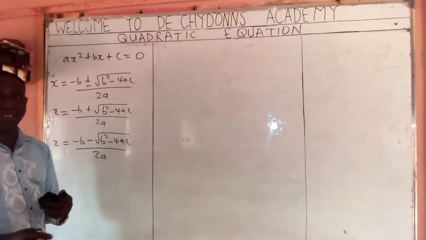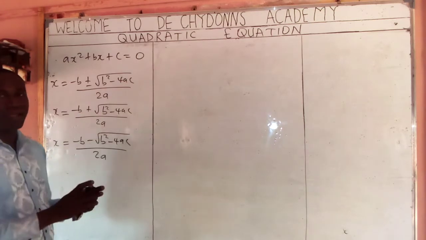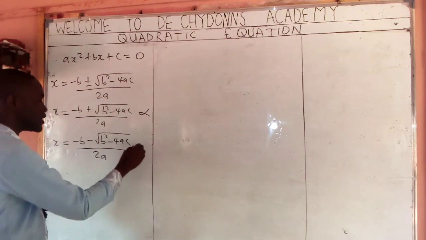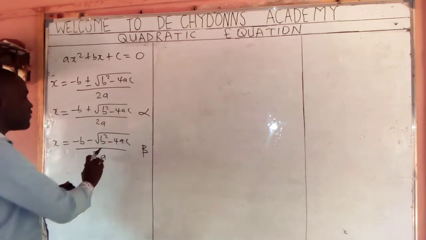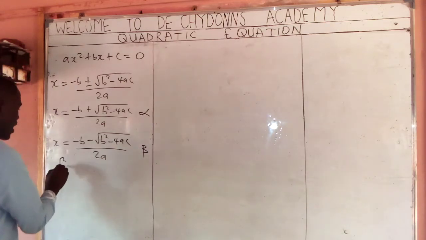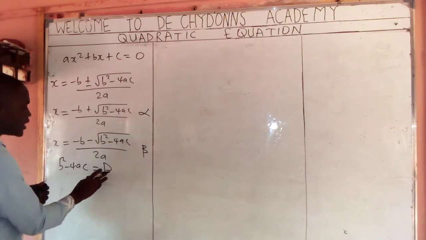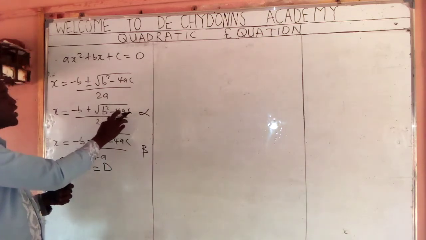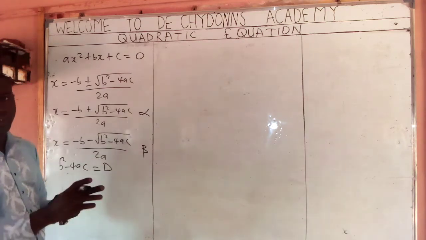Now, in mathematics, we can name this any letter. I can name this alpha and name this beta, and say that whenever I see this it is alpha, and whenever I see this it is beta. I can also say that b square minus 4ac is equal to D, and that D is called the discriminant. So whenever I see b square minus 4ac, I can replace it with D.